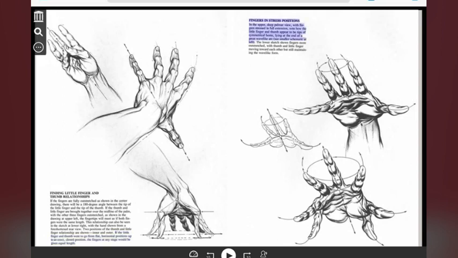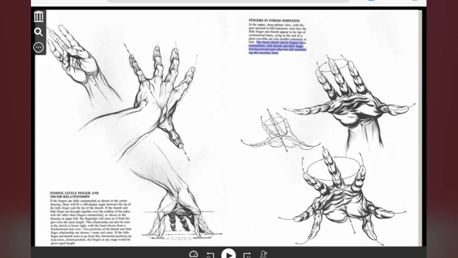Fingers in stress positions in the upper, deep palmar view, with fingers stressed in full extension. Note how the little finger and thumb appear to be tips of symmetrical horns, lying at the end of a great wave-like arc. See smaller schematic at left. The lower sketch shows fingers more outstretched, with thumb and little finger moving toward each other but still maintaining the wave-like form.